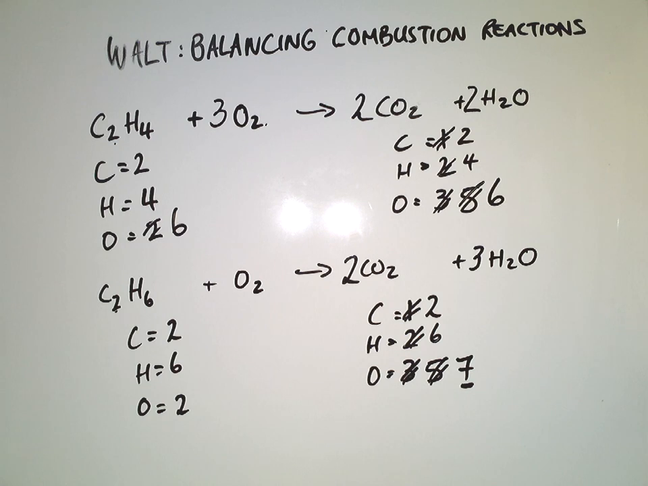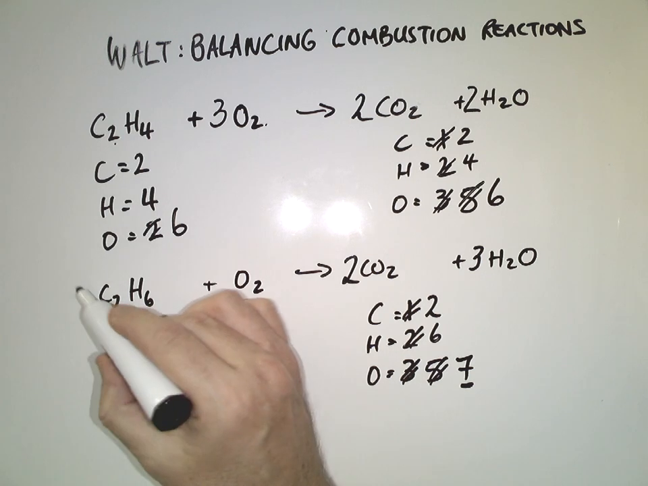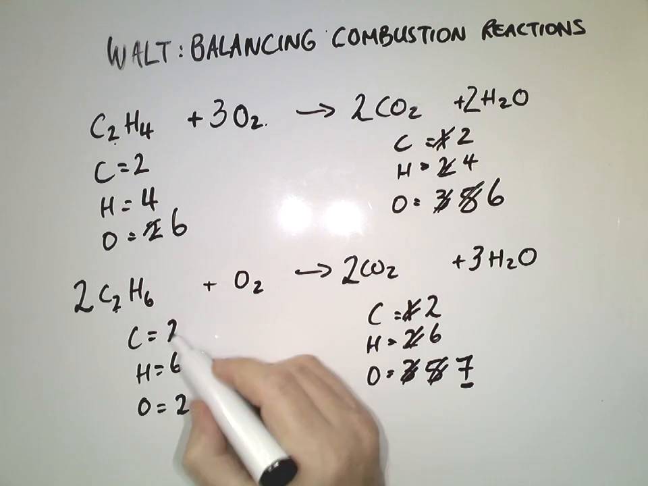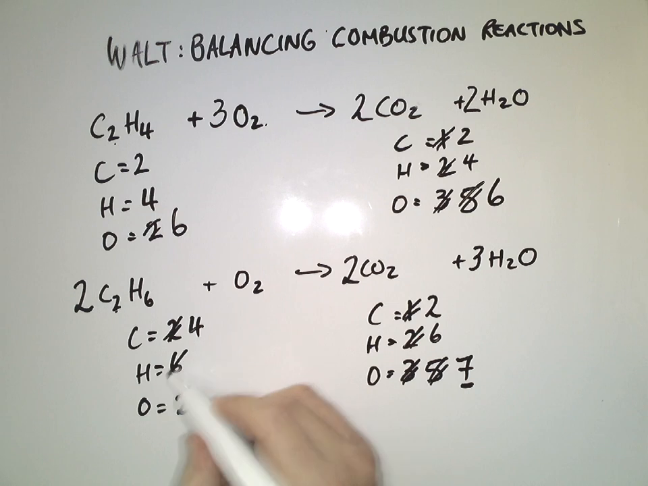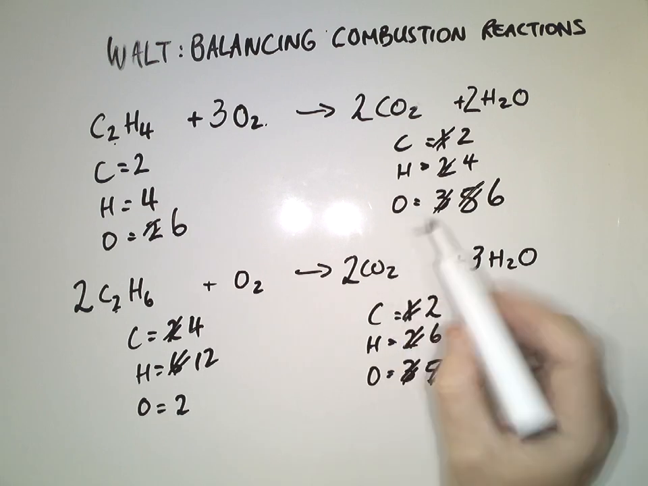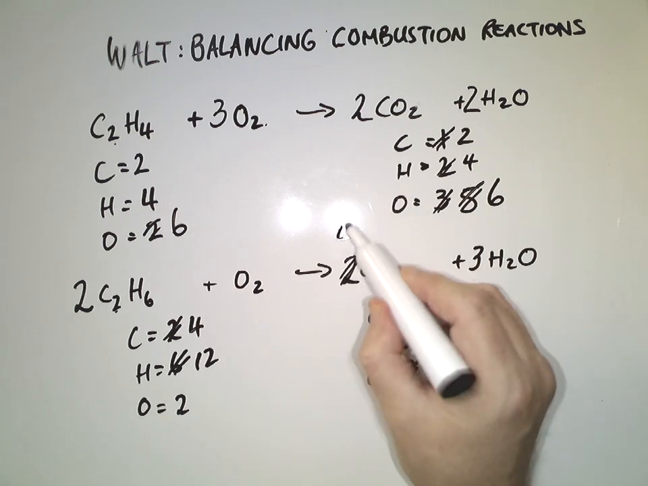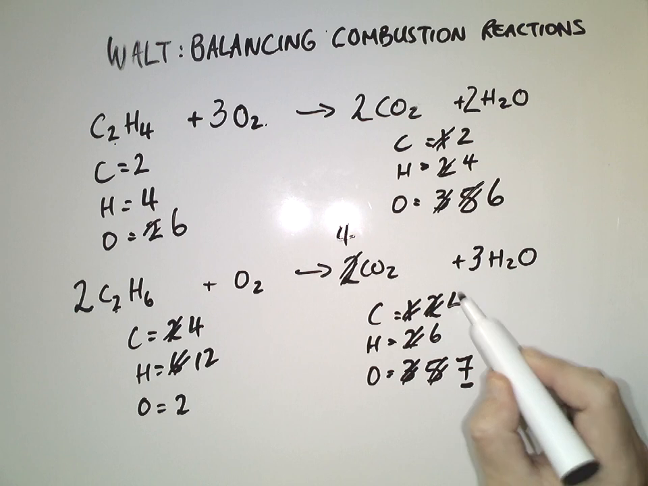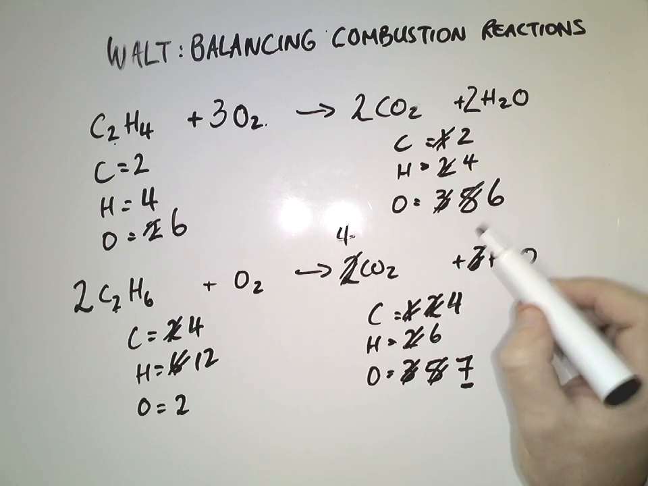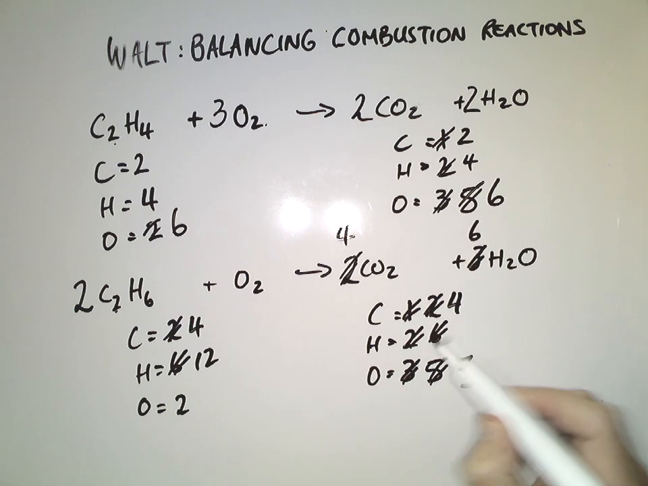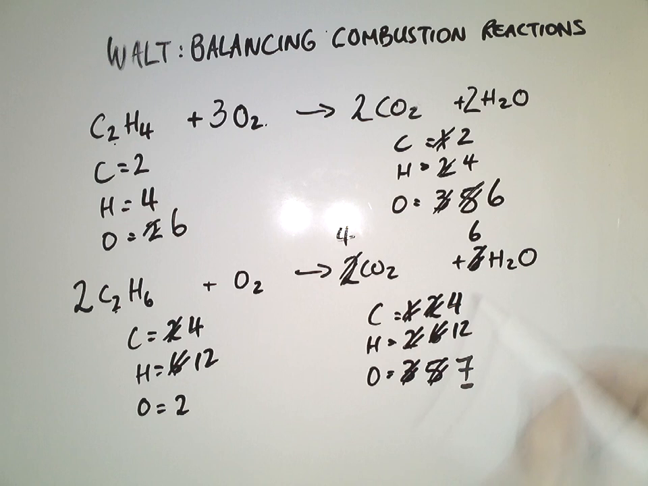So how do I actually do this? Well, the trick is I'm actually going to double everything. I'm going to leave this oxygen alone, but I'm going to put a 2 here, which is going to give me 4 carbons and of course 12 hydrogens. Now, if I double this to a 4, that'll give me 4 carbons, and I double this from a 3 to a 6, that'll give me the 12 hydrogens. So everything is in proportion here.